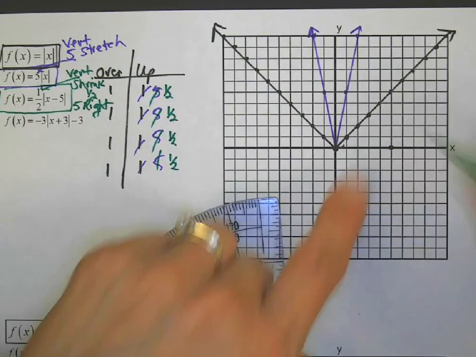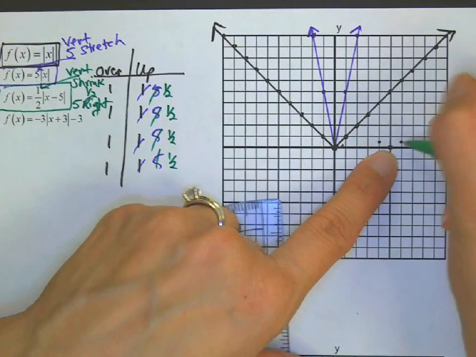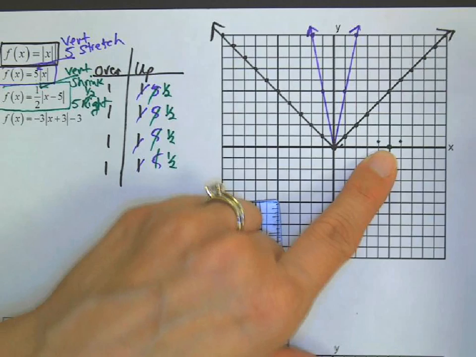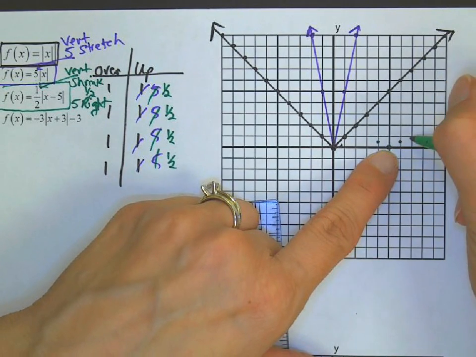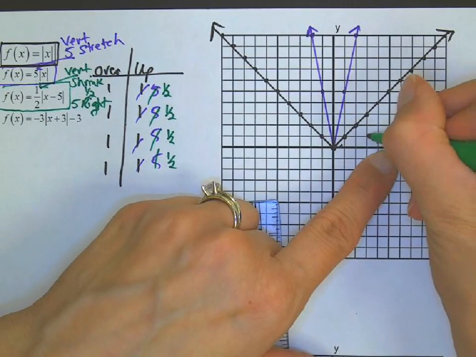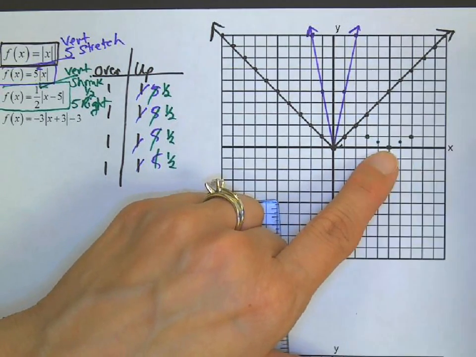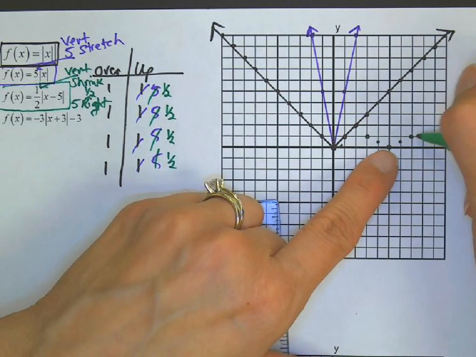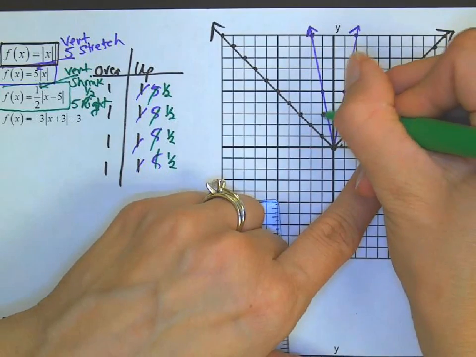Starting right there. Over 1, up 1/2. Oh, I always kind of mess up the 1/2. I'm not really good with halves. Maybe what I'll do instead is go over 2, up 1, and these points right here on the corner of the box, those are the ones I'm really going to look for. So maybe to speed things up, I'll go over 2, up 1. Over 2, up 1. Over 2, up 1.